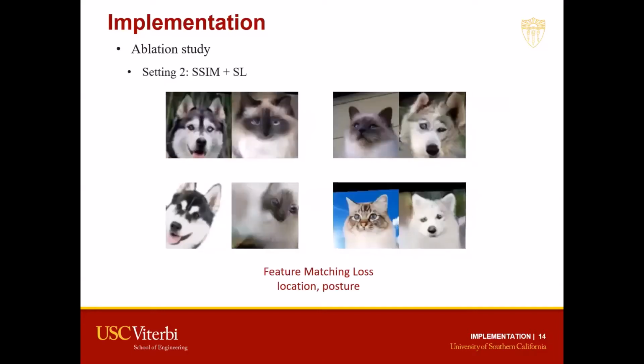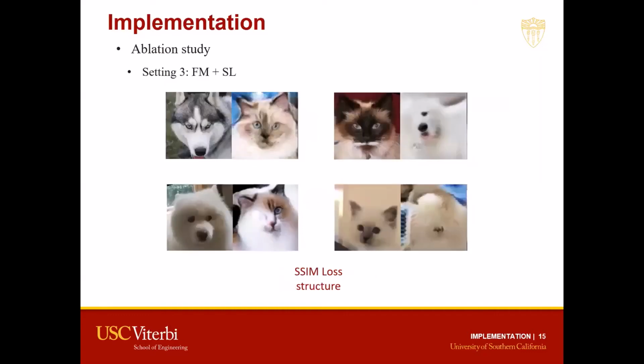In the second setting, the feature matching loss is dropped. The location of the generated face is not preserved. For example, in the third image, the face of the generated cat is totally uncorrelated with the input dog, and the orientation of the second face is also different. So, the feature matching loss could preserve the spatial information such as location and posture. In the third setting, the SSIM loss is dropped. We could hardly recognize a face from the output images. So, the SSIM loss could help to preserve the basic structure of a face.